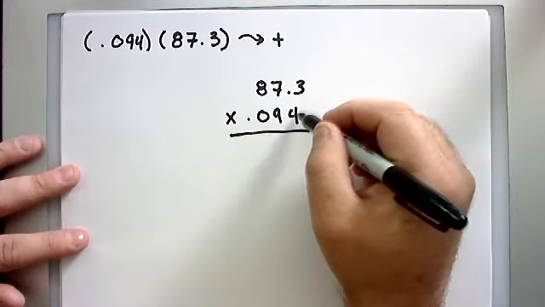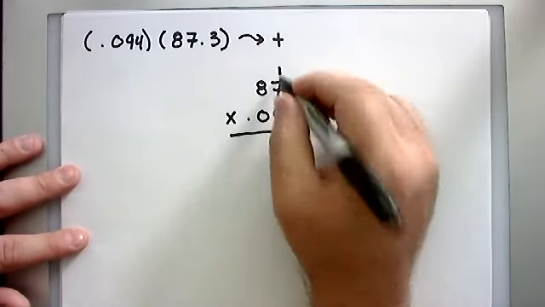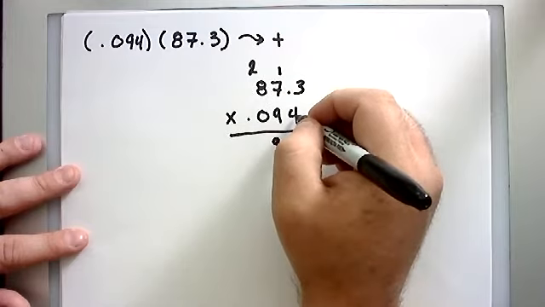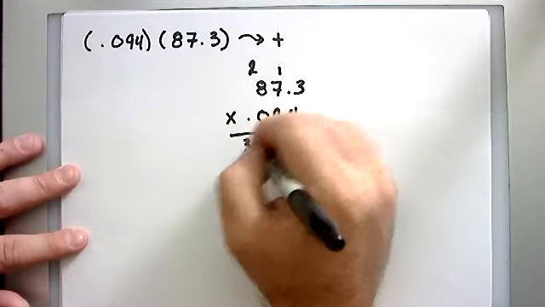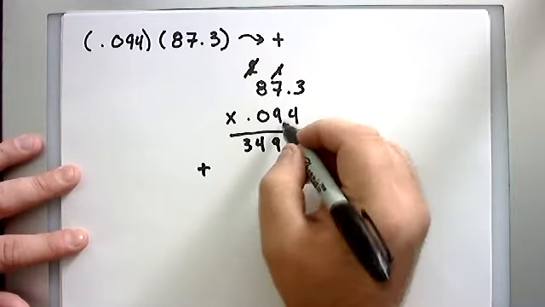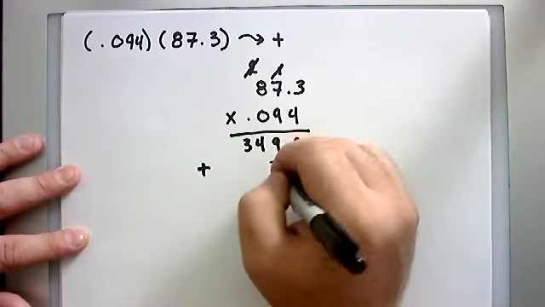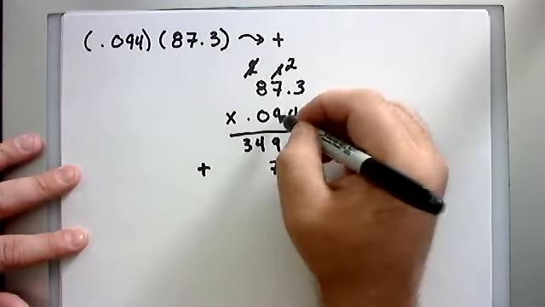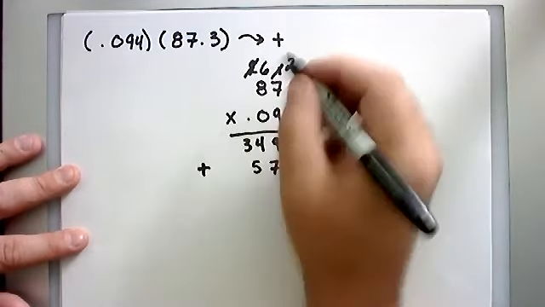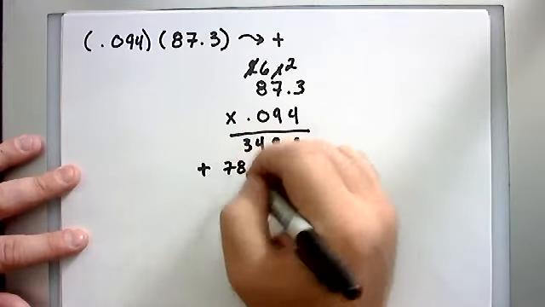So here we go. 4 times 3, that's 12, carry the 1. 4 times 7, that's 28, plus 1, that's 29, carry the 2. 4 times 8 is 32, plus 2, that's 34. We move on to the next number. Because I'm moving over, there'll be a 0 placeholder here. 9 times 3 is 27, carry the 2. 9 times 7 is 63, plus 2, that's 65, carry the 6. 9 times 8 is 72, plus 6 is 78.